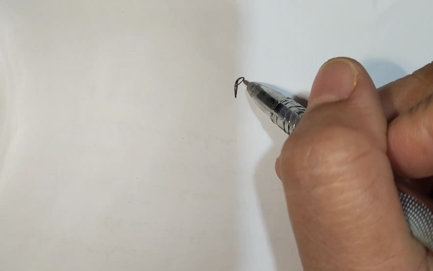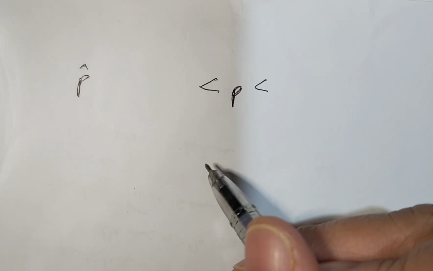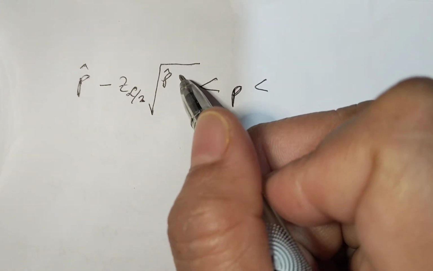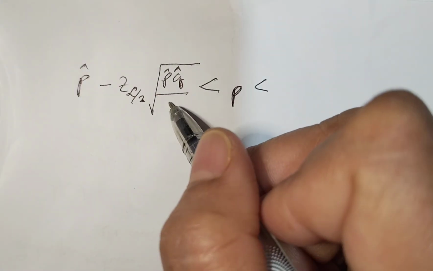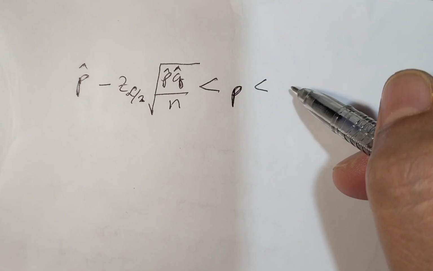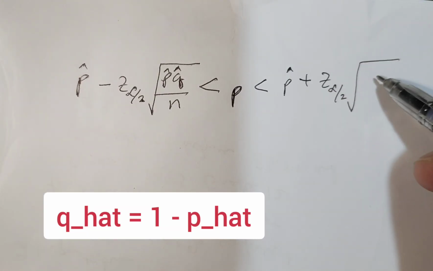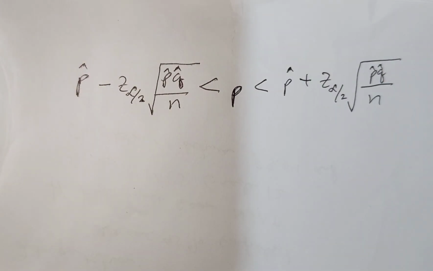Okay, what we want to estimate here is the actual proportion of people who eat seafood on Fridays at the cafeteria. So this is the confidence interval for the population proportion. Call that P. It is between, on the left side, P hat minus Z alpha over 2 times the square root of P hat Q hat over N, and on the right side, P hat plus Z alpha over 2 times the square root of P hat Q hat over N.